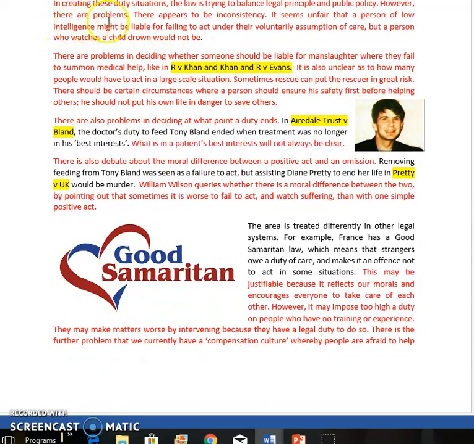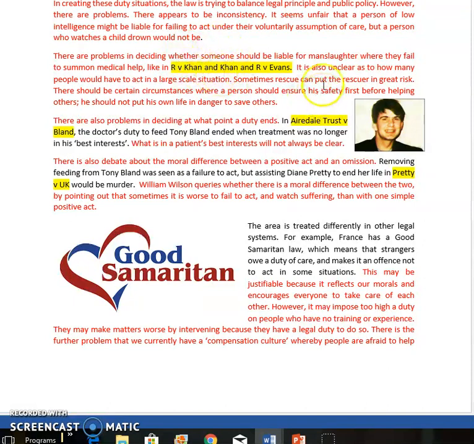I've pointed out that there are problems though, and there appears to be some inconsistency. And I'm going to talk about some other issues that come up in the law on omissions. So, first problem that I'm really talking about here is that there are problems in deciding whether someone should be liable for manslaughter where they fail to summon help.